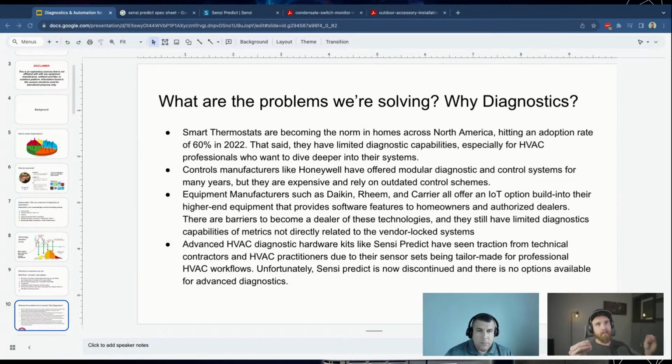But as point number 3 on the screen shows, yes, it's great that they have all those sensors, but they end up being closed systems that are difficult to extract your data from. You need to be an authorized dealer. Homeowners only get a little bit of benefit from it. And also, manufacturers are not software companies. They're really good at making hardware, but they aren't always good at making software.